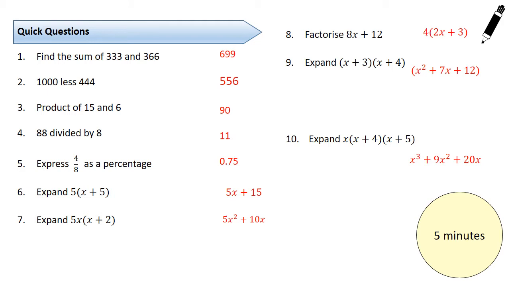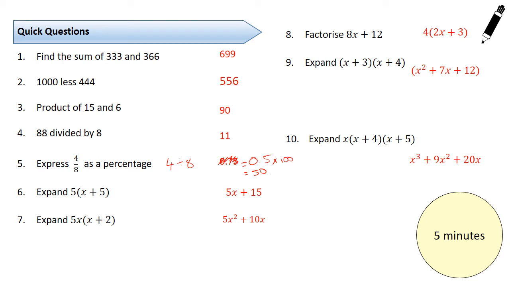So we had the sum of 3, 3, 3, and 3, 6, 6 equals 699. A little subtraction question, question 2. A multiplication and division. Converting a fraction to a percentage. So at the moment it's just a decimal. So you want to run 4 divided by 8, would be 0.5. That's a fraction, and you're going to multiply that by 100 to turn it into a percentage, so it should be 50.